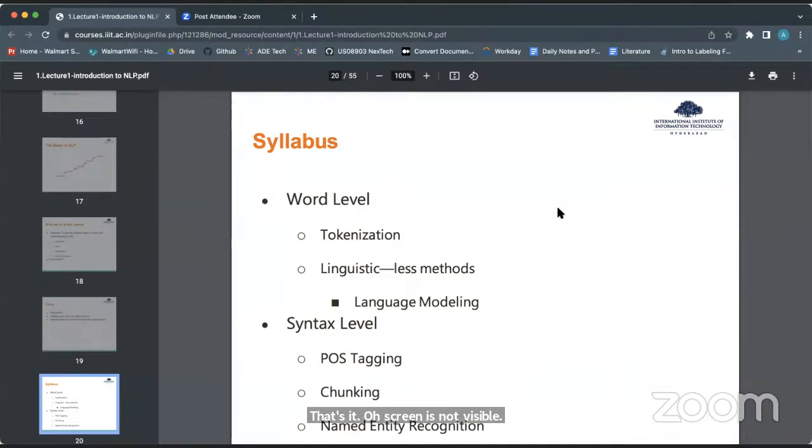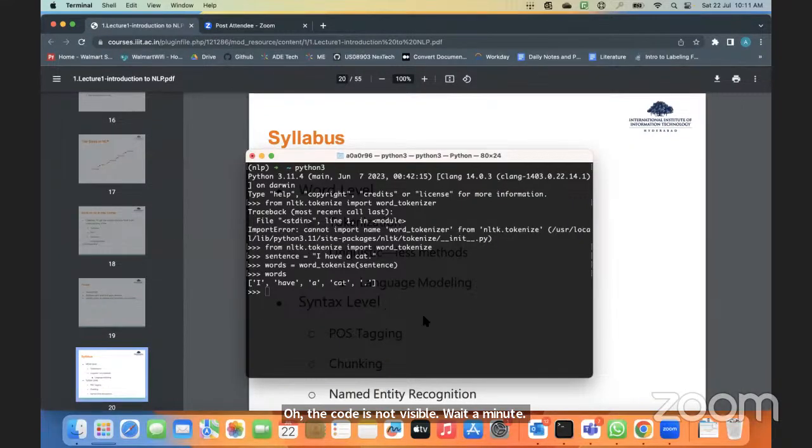Oh, the screen is not visible. The code is not visible. My bad. Wait a minute. Is it visible now? Okay, fine. Sorry for that. I didn't know that I was sharing only the slides. Yeah, so I'll just go through it again, just to make sure that all of you are.